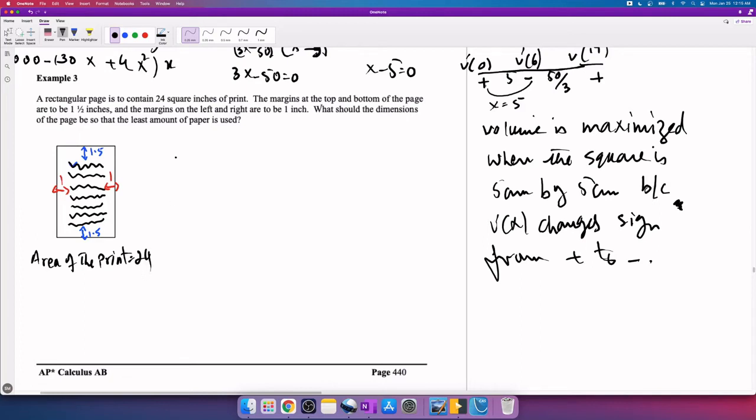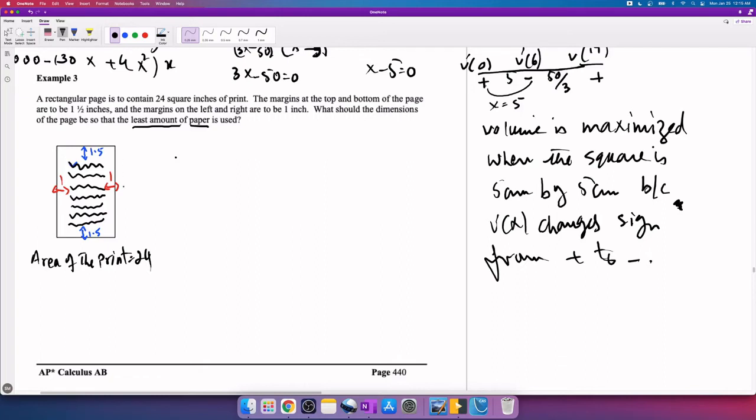The margins at the top and bottom of the page are to be 1.5 inches. So the blue top and bottom margins are 1.5, and the margins on the left and right are to be 1 inch. What should be the dimension of the page so that the least amount of paper is used? And they're asking for the dimension of the page.